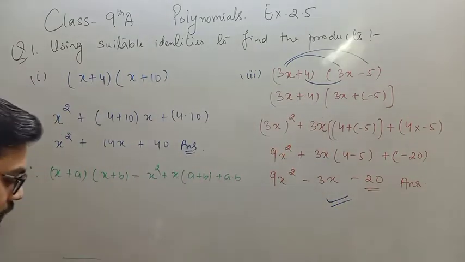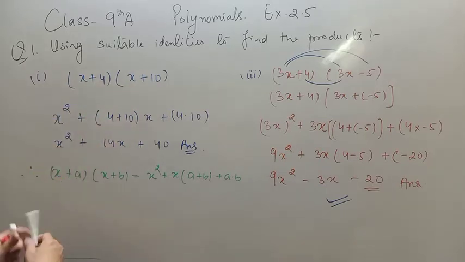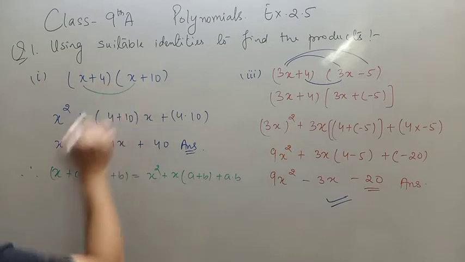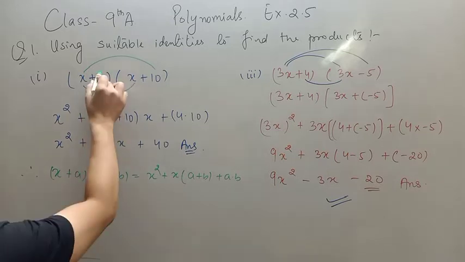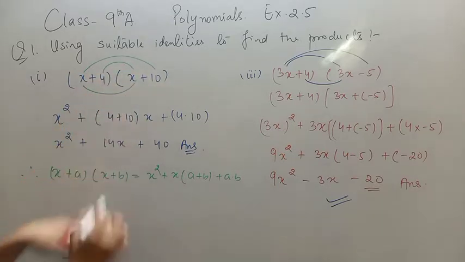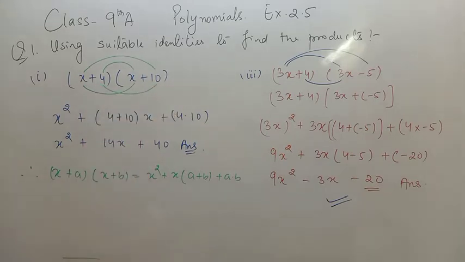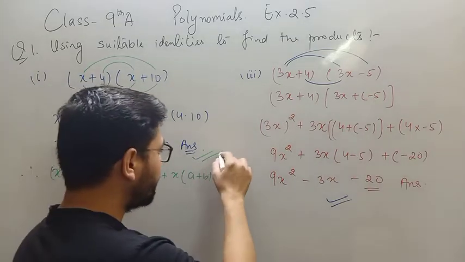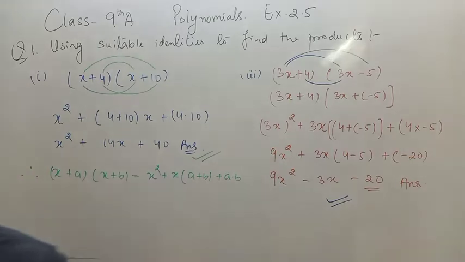Similarly you can check this one. When you multiply x with x you get x square, when you multiply x with 10 you get 10x, when you multiply 4 with x you get 4x, so 10x plus 4x is 14x, and 4 10s are 40. So this is your answer. In this way you can check whether your answer is correct or not. Okay, note it down fast.